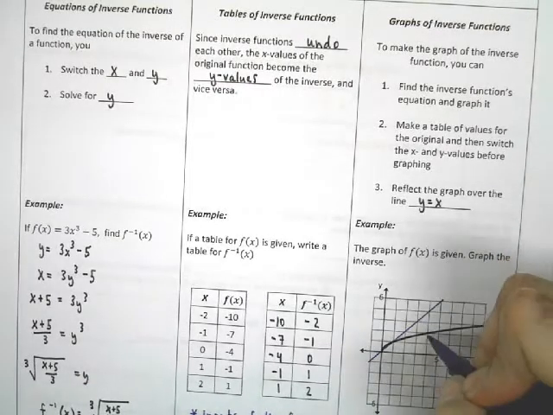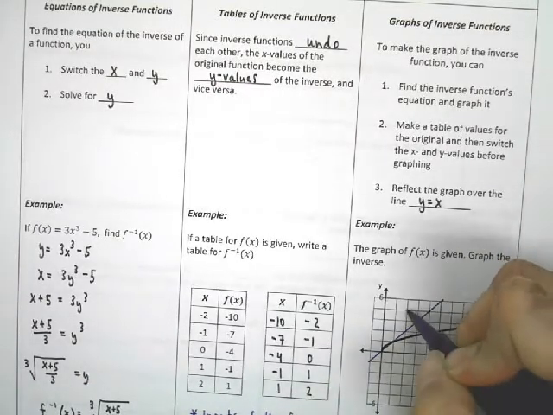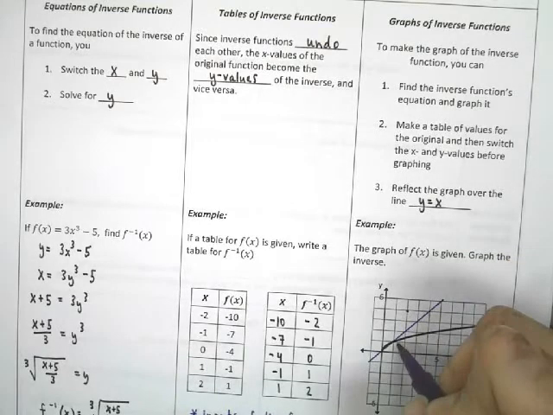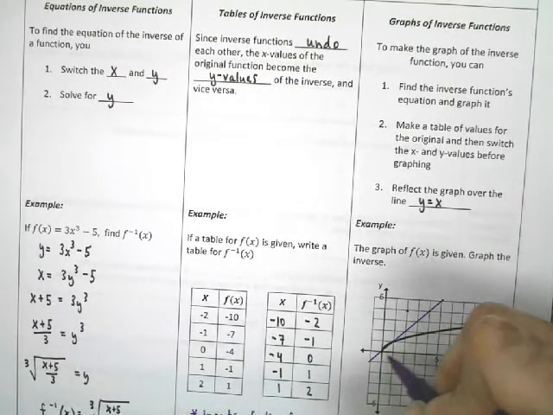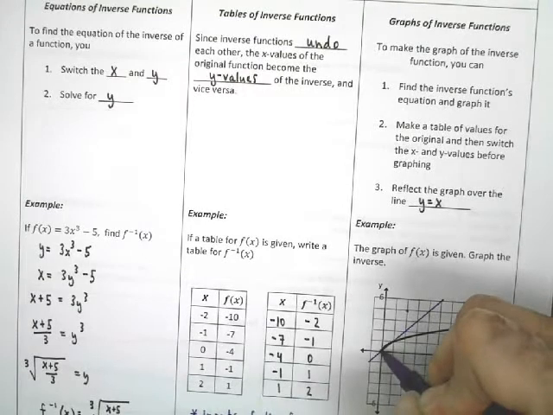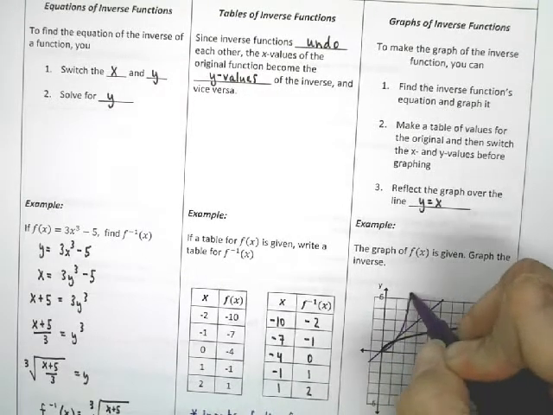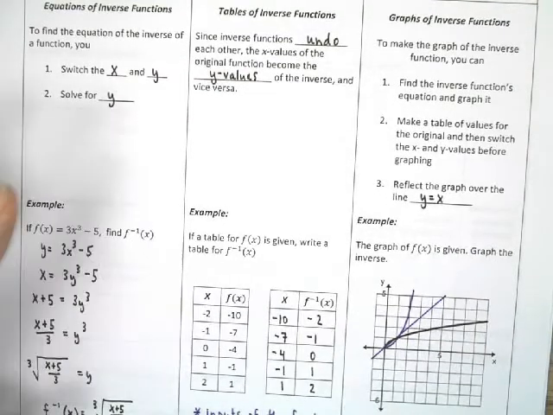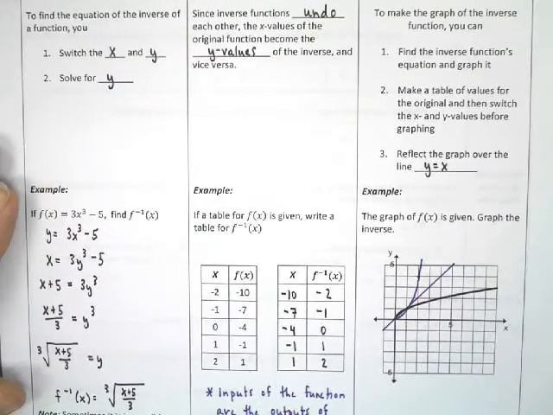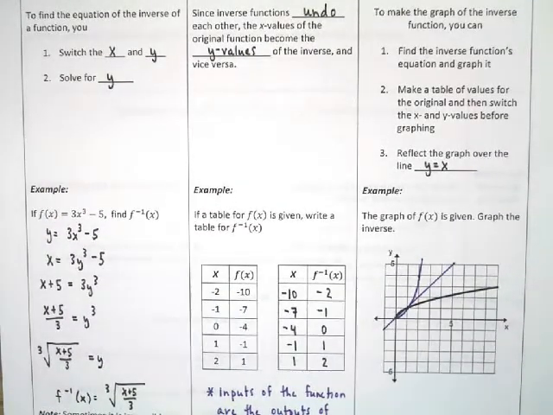So if I see here, I've got a point, this point is going to go here. This point is still on that line, but then if I were to connect that up, my inverse is going to look like this. So that's the idea of reflecting it, but I could also compare the points here.